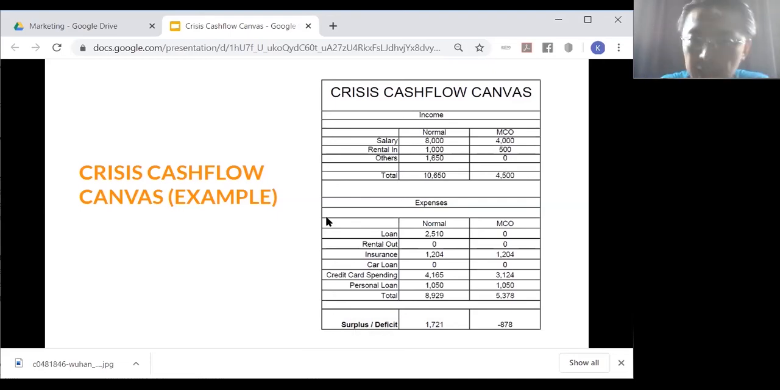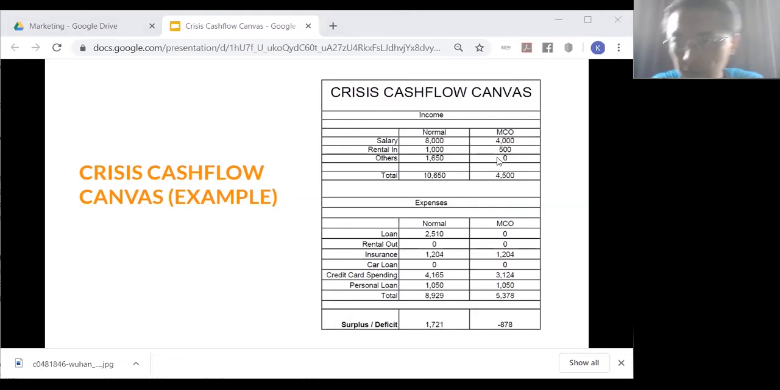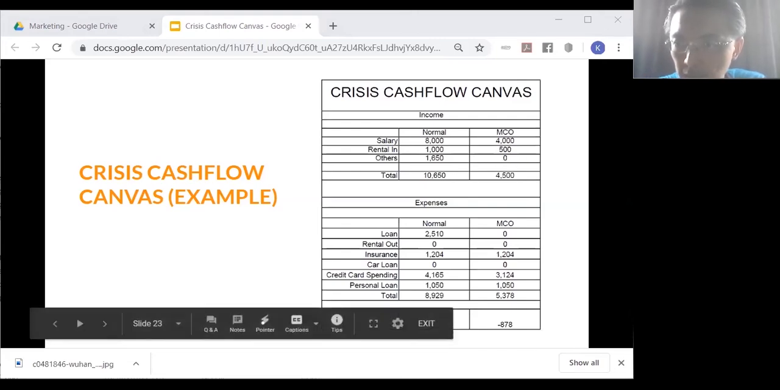However, in MCO, because his company implemented a deferment of 50% salary, we want to calculate the actual cash in. So you can see the salary here is 4,000. And he's also kind enough to give his tenant a 50% deferment on rental. So that's why he's getting 500 ringgit in rental. So that totals up to about 4,500 income.